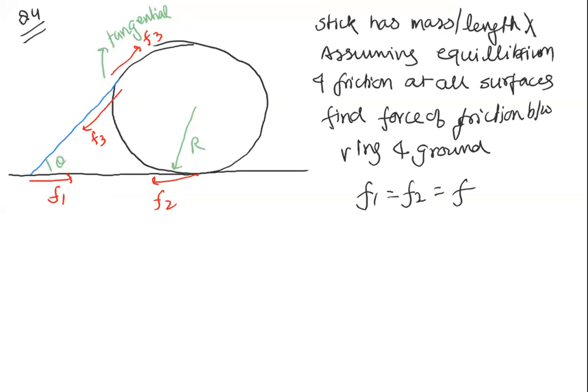F1 cos theta equal to F3. No, that is wrong. I will write it down here and you have to tell me why. So a new way of thinking has now emerged for you. Completely different way of thinking.